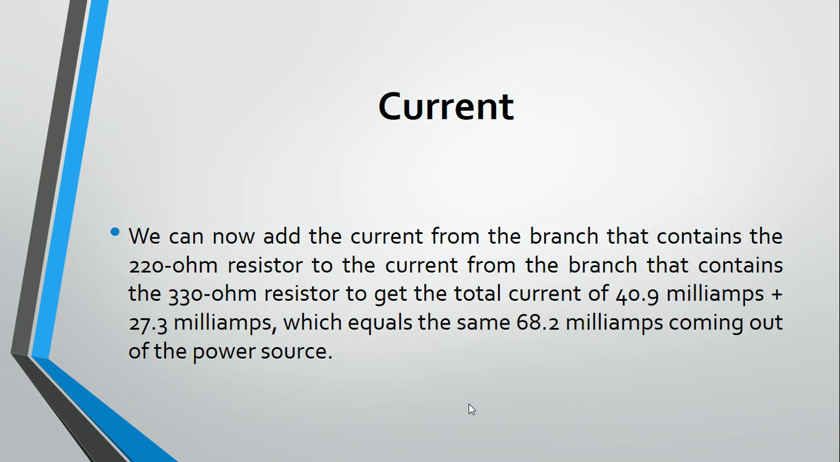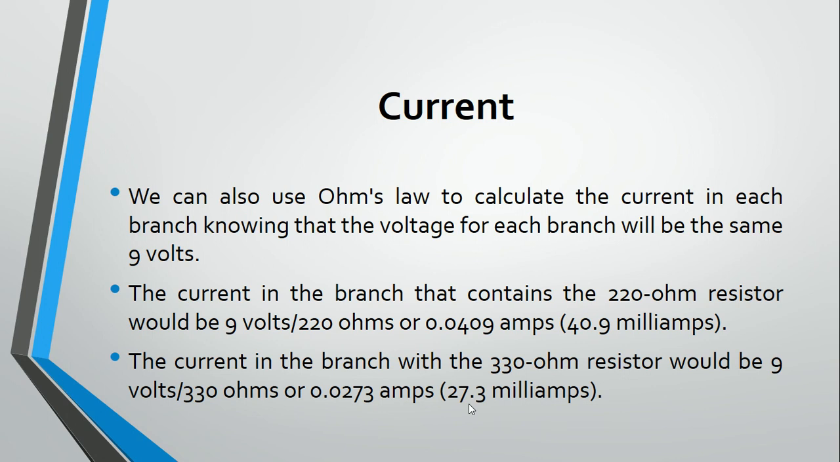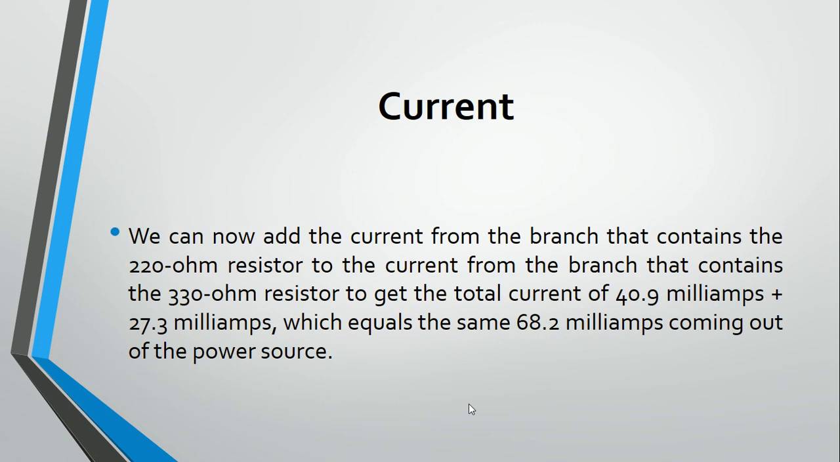And then what are you going to do? So the 40.9 milliamps, you're going to add both of them. We can now add the current from the branch that contains the 220 ohm resistor to the current from the branch that contains the 330 ohm resistor to get the total current. Again, 40.9 plus 27.3 milliamps equals the same 68.2 milliamps coming out of the power source.